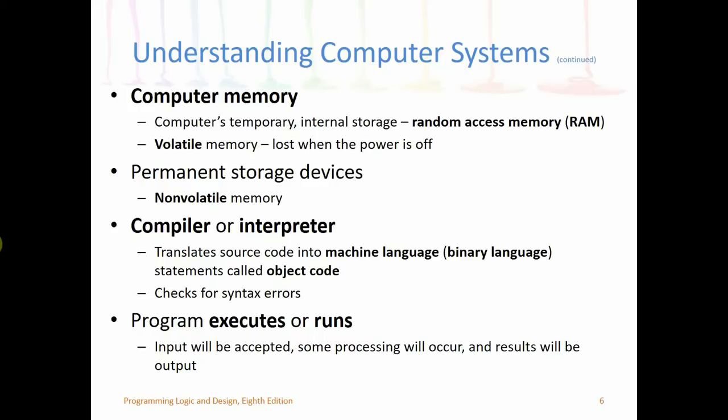A compiler, or what we also call an interpreter, translates the source code into the machine language, or what's known as the binary language. The translation is going to be the object code, and the compiler will check for errors. Let me stop over here for a while. Let me go so quickly into the binary language.